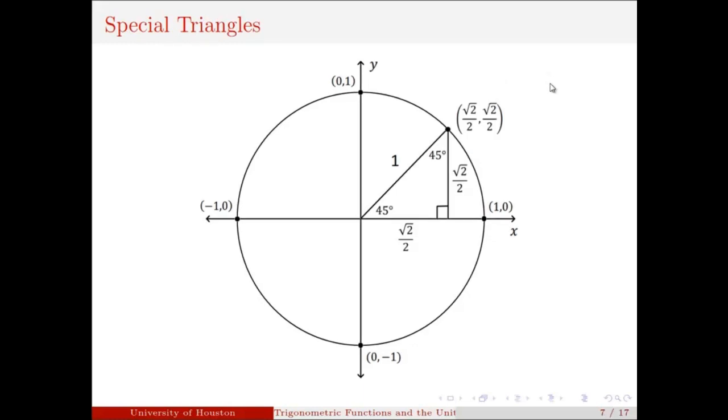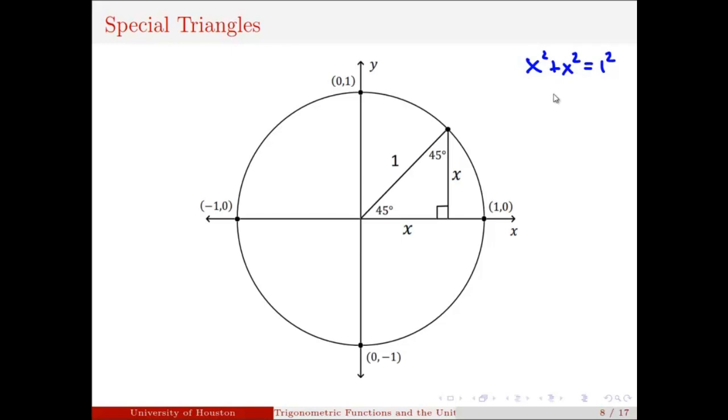Now let's identify a few key points on the unit circle which are referred to frequently in trigonometry. First, when theta is 45 degrees, we get the point square root of 2 over 2, comma, square root of 2 over 2. To see why these are the correct coordinates, recall from geometry that these two side lengths are the same since these two angles are the same. Therefore, by the Pythagorean theorem, we have x squared plus x squared equals 1 squared.